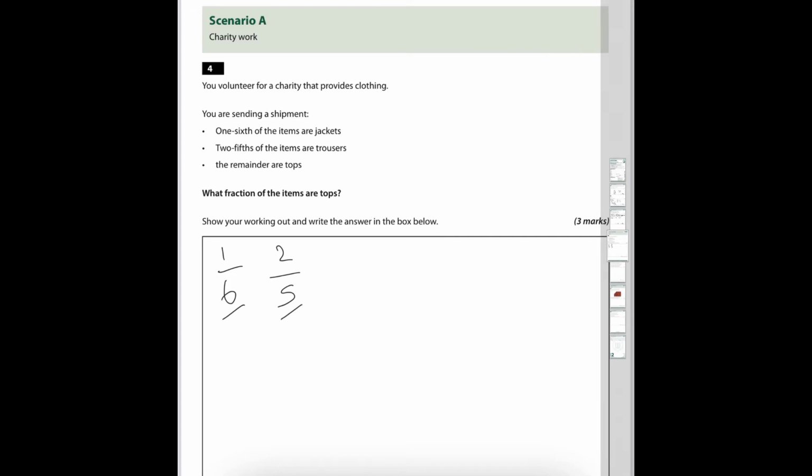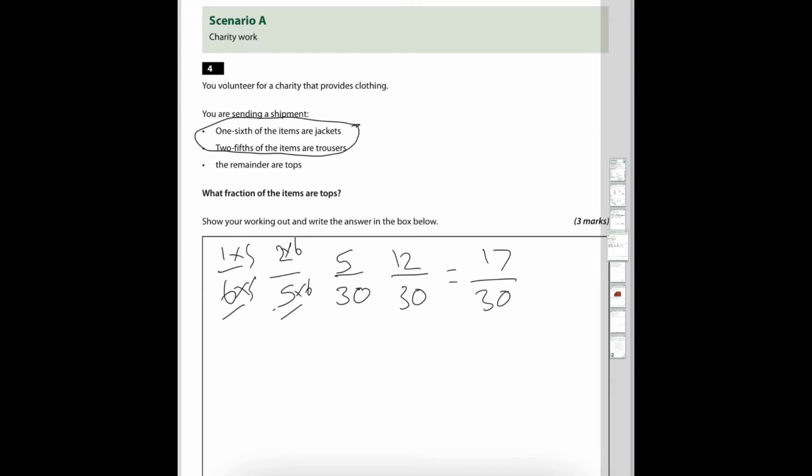Now 6 times 5 is 30, so let's use that. That's an easy one. So if we put 30 at the bottom of these, now to get that to 30 we've had to times it by 5. So we also need to times that by 5. And to get that to 30, we've timed it by 6. So we also need to times that by 6. So add those together, we've got 17 over 30. So these two items here are 17 over 30. That's the fraction of those.